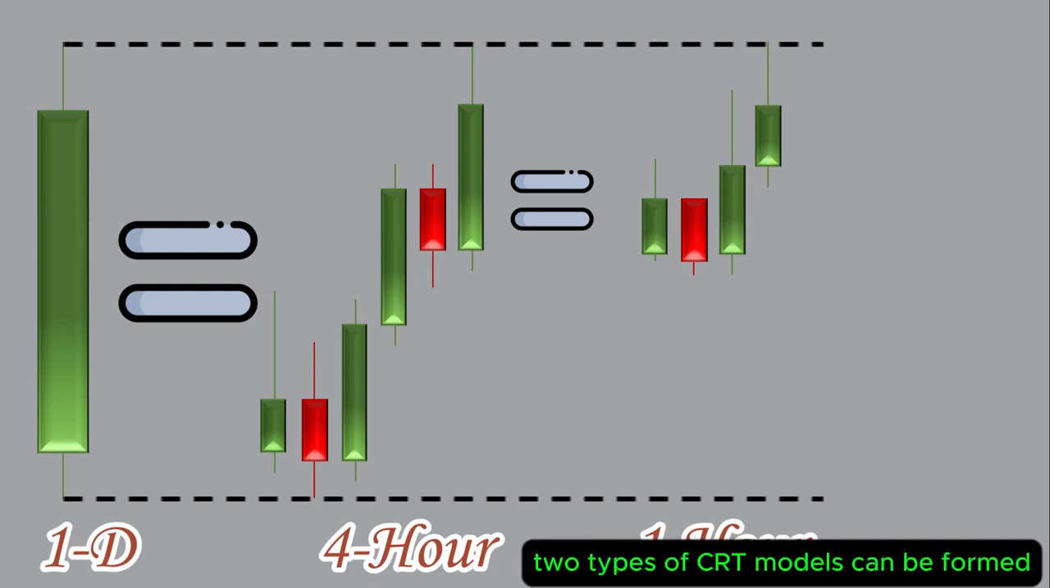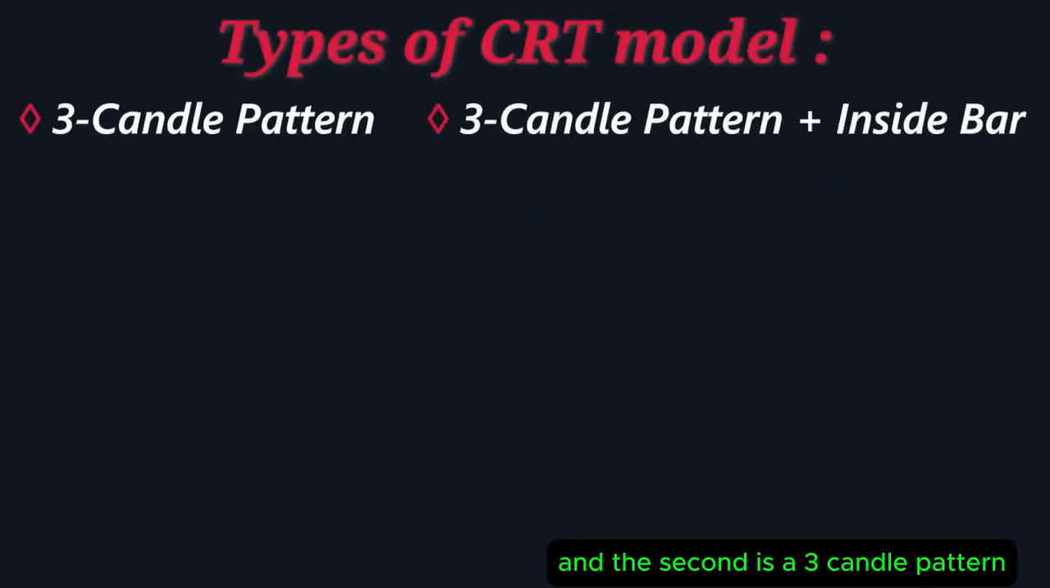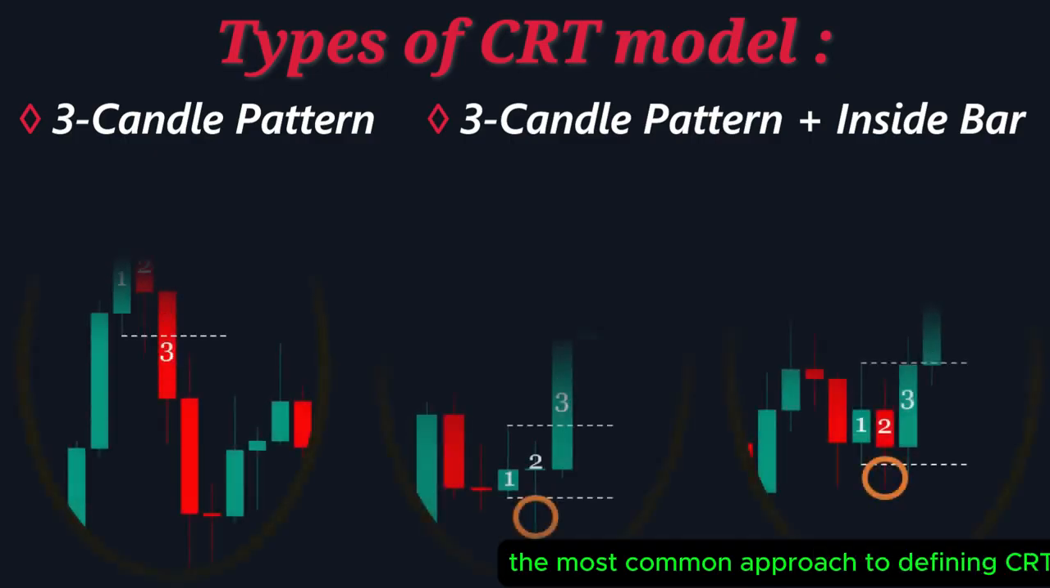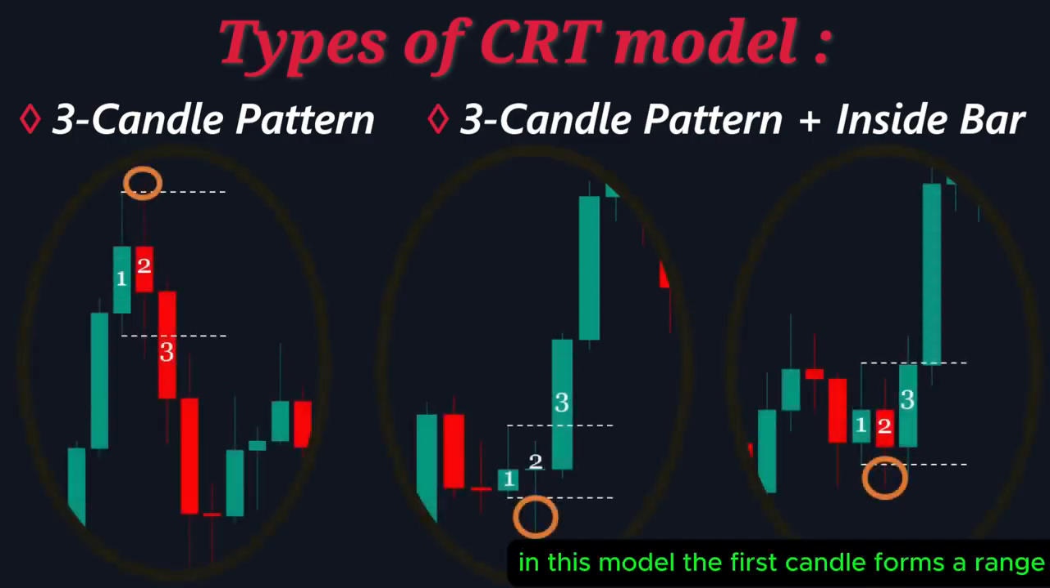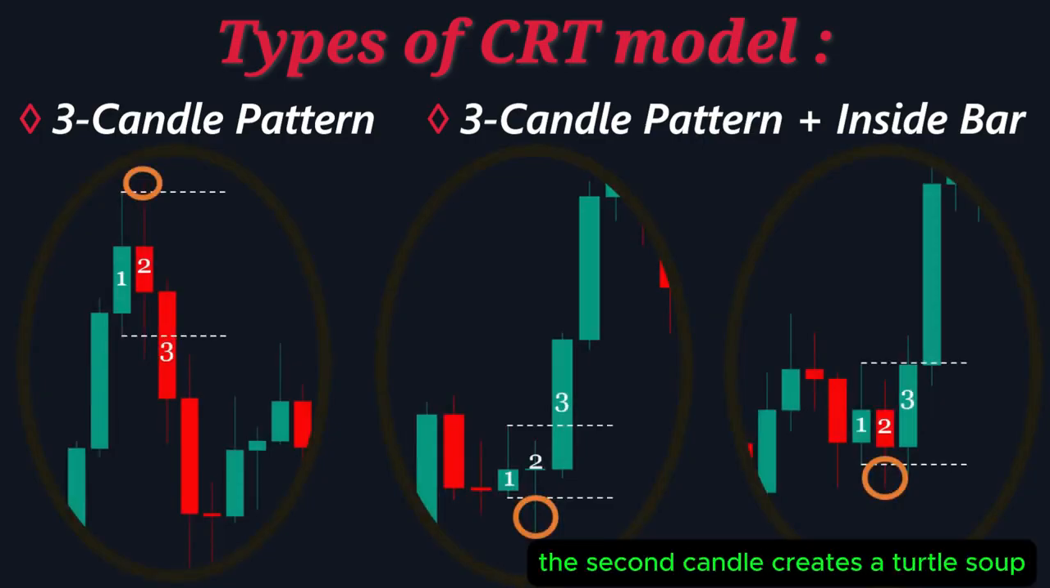Two types of CRT models can be formed. The first is a 3-candle pattern, and the second is a 3-candle pattern with an inside bar, as mentioned at the beginning of the video. The 3-candle model is considered the most common approach to defining CRT. The first candle forms a range. The second candle creates a turtle soup by manipulating the price, and the third candle breaks through the range.